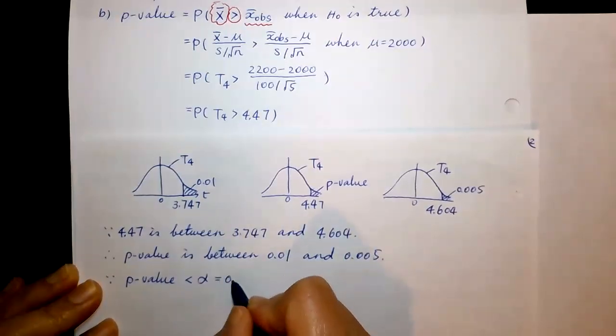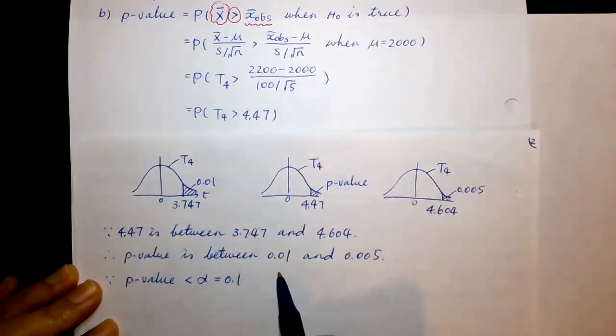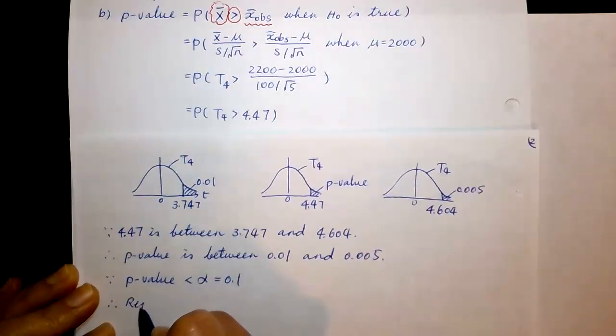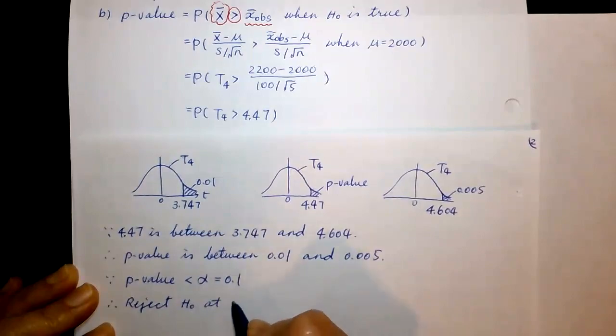We only need to compare p-value with alpha. Because this p-value is less than alpha, which is 0.1. So no matter what the p-value actually is, for as long as it's between these two, it's less than 0.1. Since p-value is less than alpha, reject H naught.